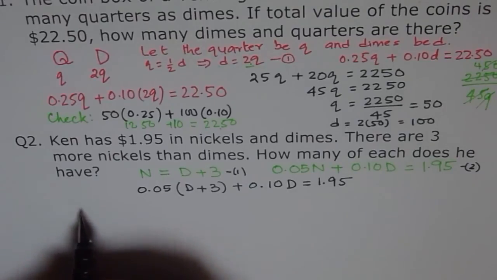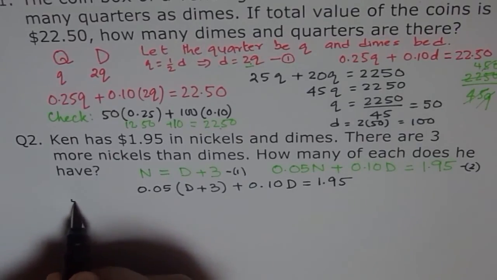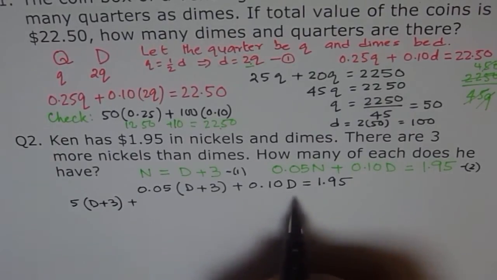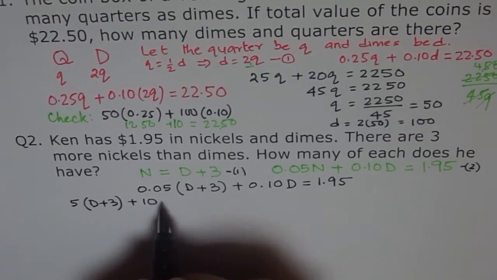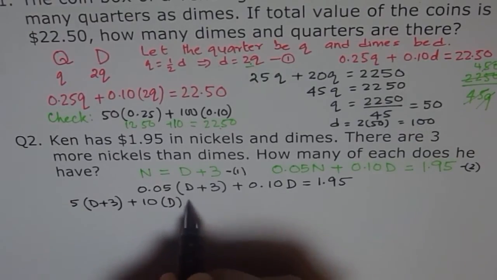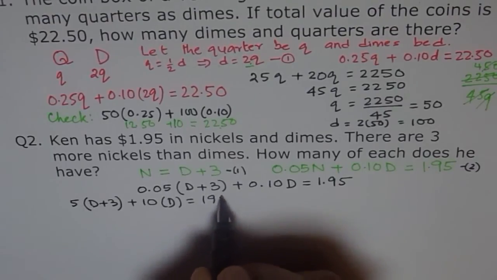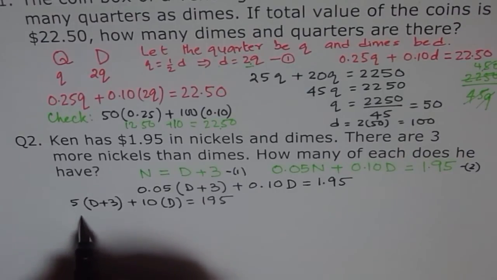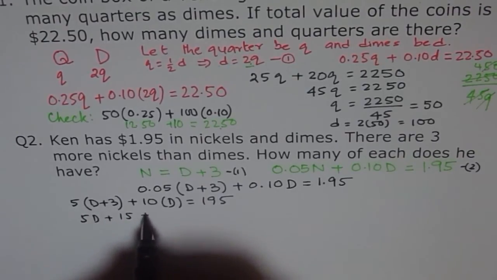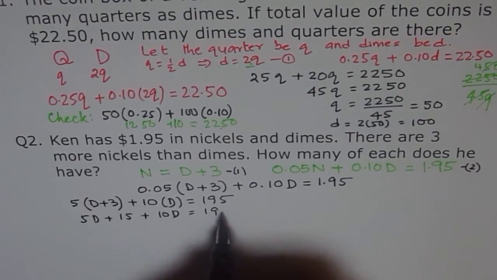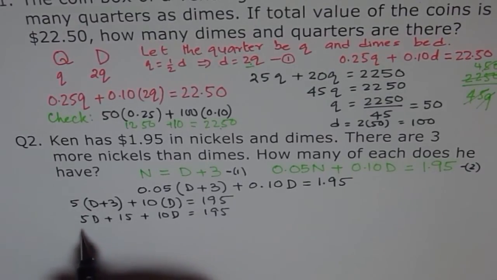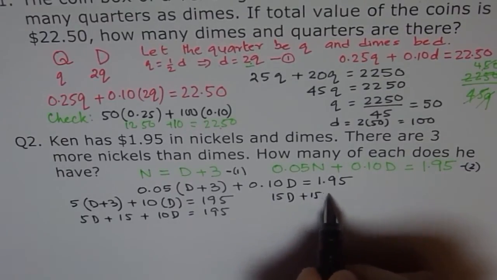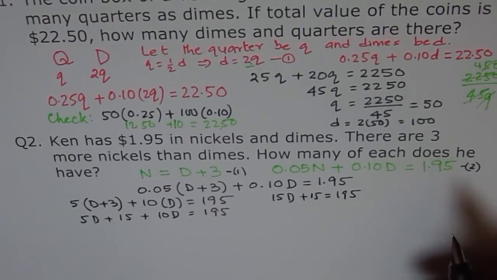Okay, so we get what? Let me start from here. So we get 5 times d plus 3 plus, this is 10, right? Times d is equal to 195. So 5d and 10d is 15d, and 5 times 3 is 15. Okay, let me write like this: 5d plus 15 plus 10d equals 195. And now here 5d and 10d is 15d. So I write 15d plus 15 equals 195, correct?